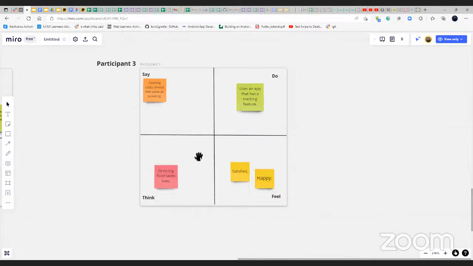And then ordering food saves lives. That's what the person thought. Oh my God. So you could actually see it from the person that ordering food saves life. Okay.